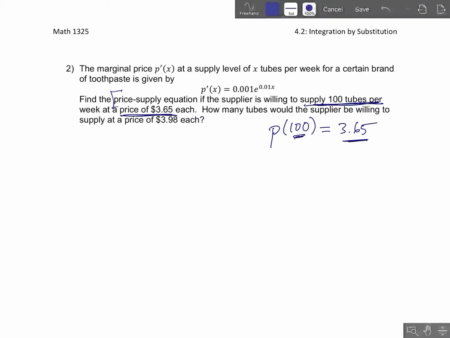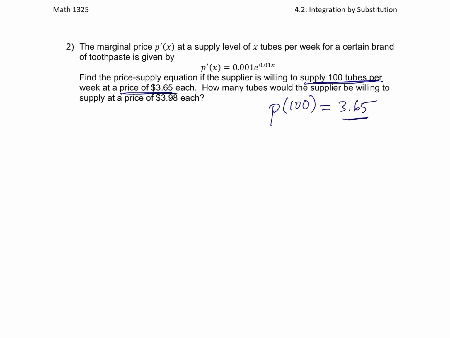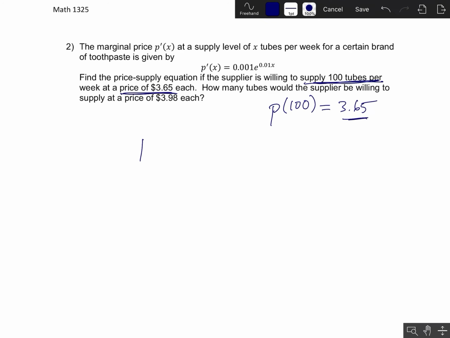And so we're first going to find the price supply equation because that's the first goal here, but then secondarily we'll need to answer this last question, which says how many tubes would the supplier be willing to supply at this particular price. So we'll go through those in a second. But first, let's just find P.